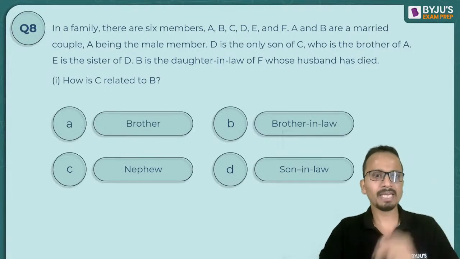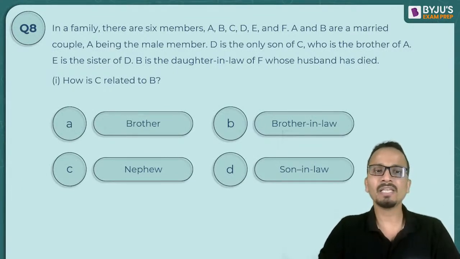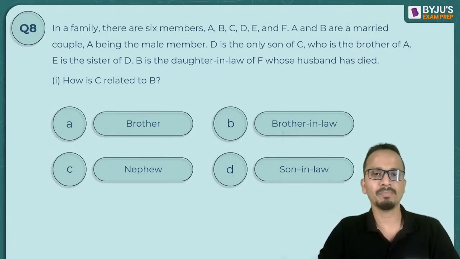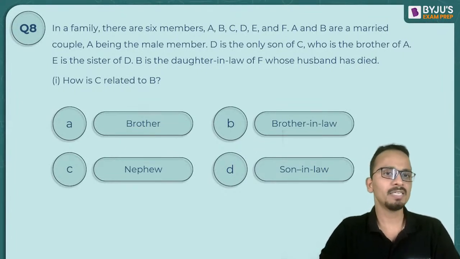Okay. Now question number 8. In a family, there are 6 members A, B, C, D, E, F. A and B are married couple, B being the male member. D is the only son of C, who is the brother of A. E is the sister of D. B is the daughter-in-law of F, whose husband has died. So you will have to find out how is C related to B.